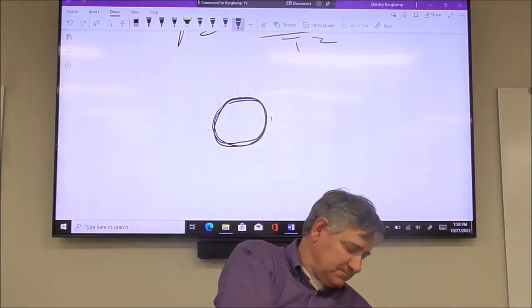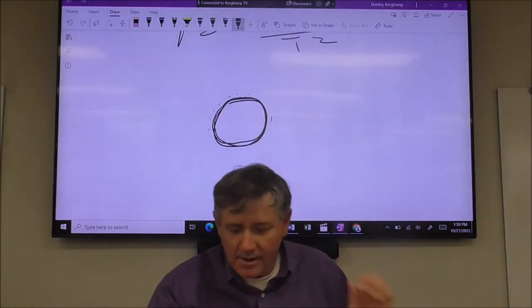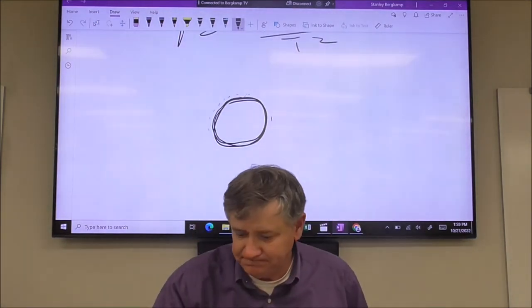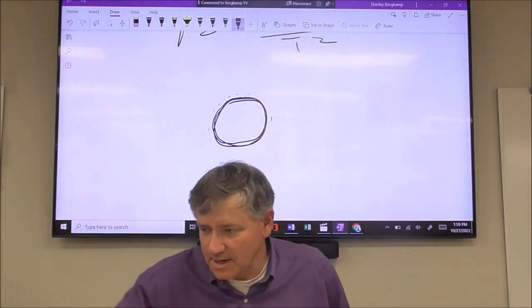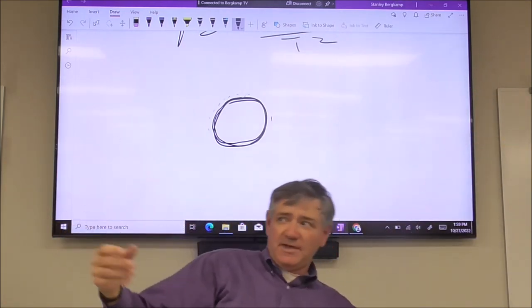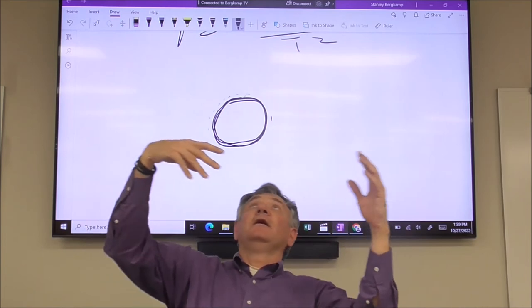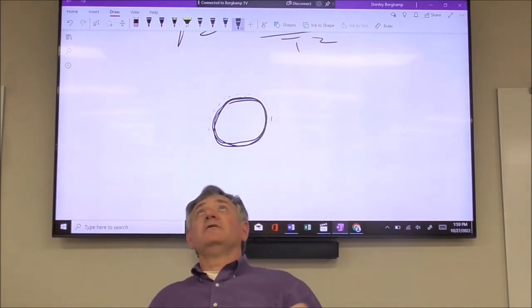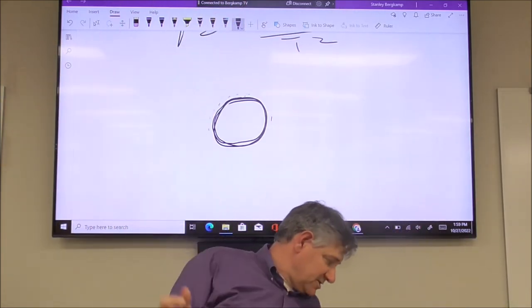So, here's the deal. Think about this. Let's say that I'm going to take this apple, and I'm going to throw it like that, in an arc. Does it undergo centripetal acceleration?